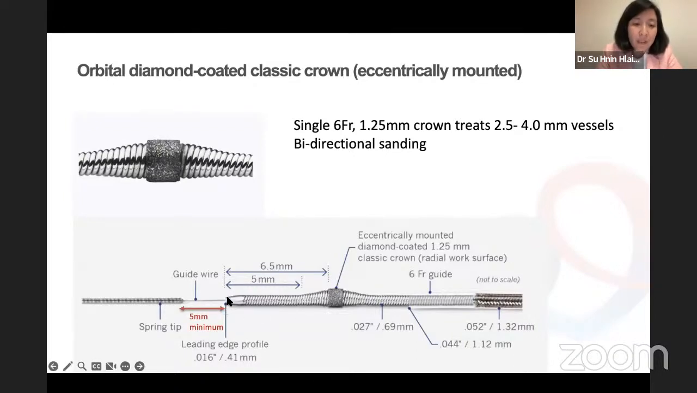One important thing is that the distal part of the crown should be away from the proximal part of the spring tip. It should be at least 5 millimeter, preferably more than 10 millimeter, to prevent dislodging of the spring tip when it interacts.